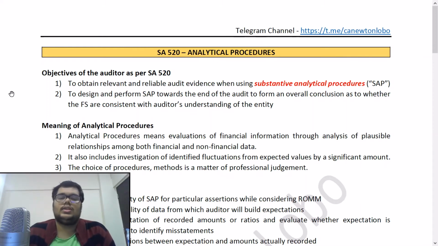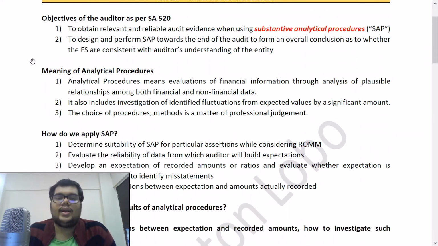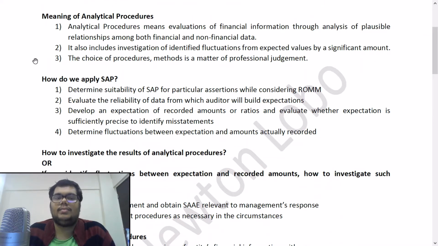So you have two objectives. First is to obtain appropriate evidence. Second is to design SAP towards the end to confirm that the FS are consistent with the auditor's understanding of the entity. Now, the second question is the meaning of analytical procedures.